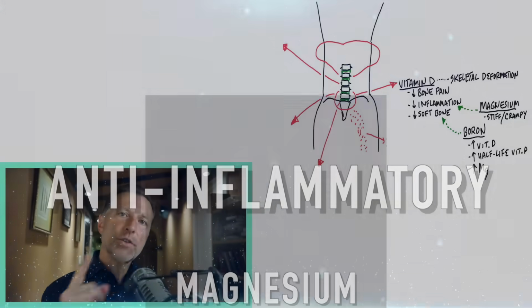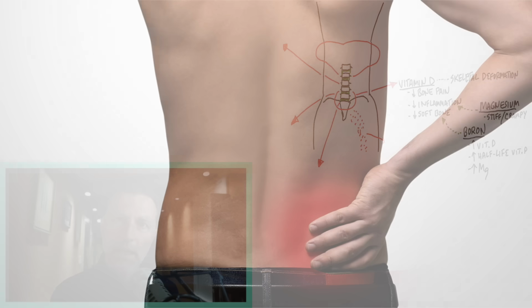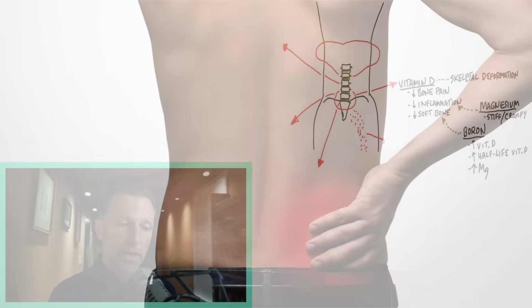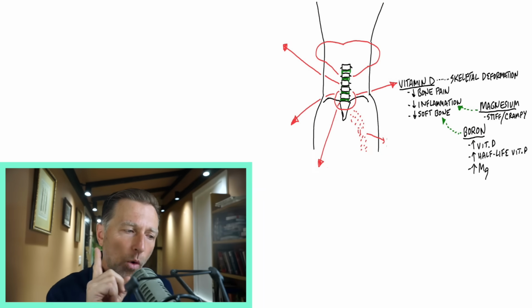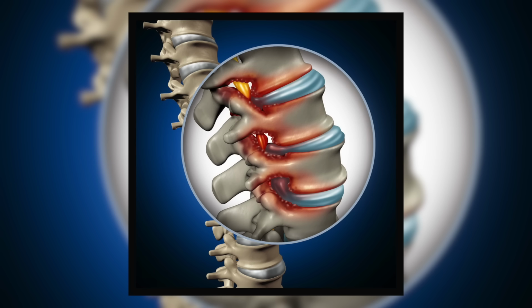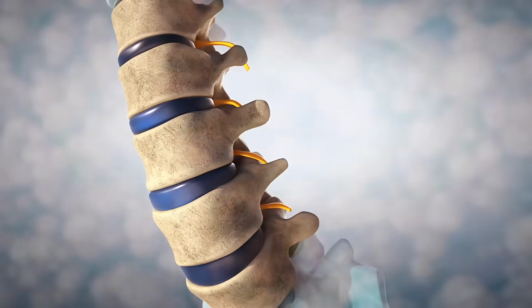Now, if we look at the other side of magnesium, we get this mineral called calcium. And if you have too much calcium that's accumulating in your lower back, that could be called arthritis, where you're getting these bone spurs or calcium deposits, or this other condition called stenosis. Now, stenosis is a situation where the spinal column around the spinal cord is not allowing enough space. One reason for that could be calcium buildup inside the canal.